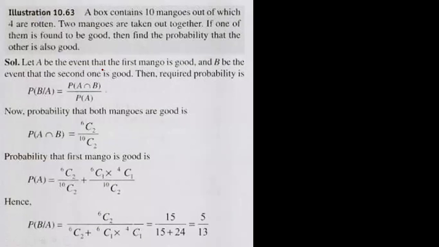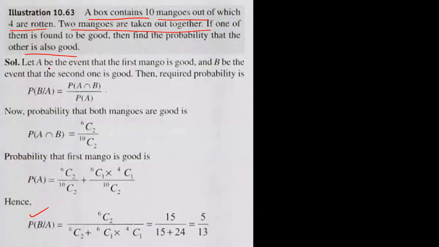This is the other model. The question is here; we discussed this one last time. A box contains 10 mangoes, out of which 4 are rotten. Using conditional probability, two mangoes are taken together. If one of them is found good, what is the probability that the other one is also good?